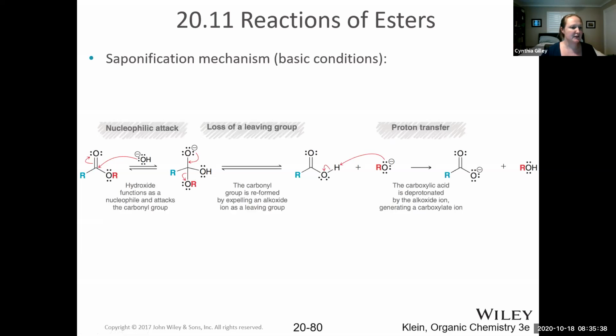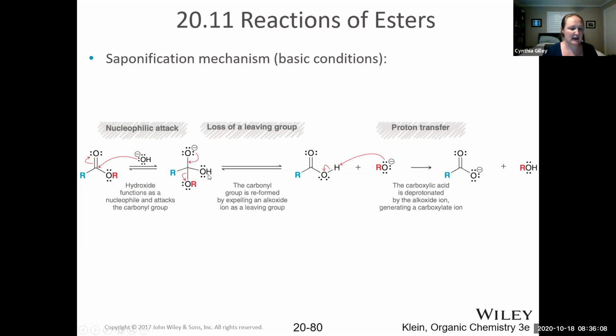For the mechanism, we have hydroxide as our nucleophile, which is a strong nucleophile, so we can do a direct nucleophilic attack without any need for a prior proton transfer. From here, we have about equal leaving groups. If we kick out hydroxide or an alkoxide, those have about the same ability to act as a leaving group because they have about the same base strength. So it's reversible.